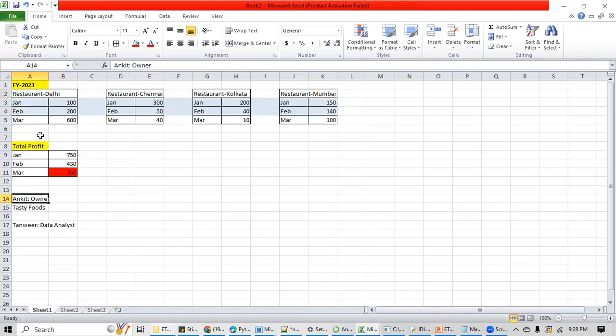So Ankit thought, okay, and Ankit is sitting in, suppose, Bangalore. So Ankit has hired a person here who is known as, you know what, which role?